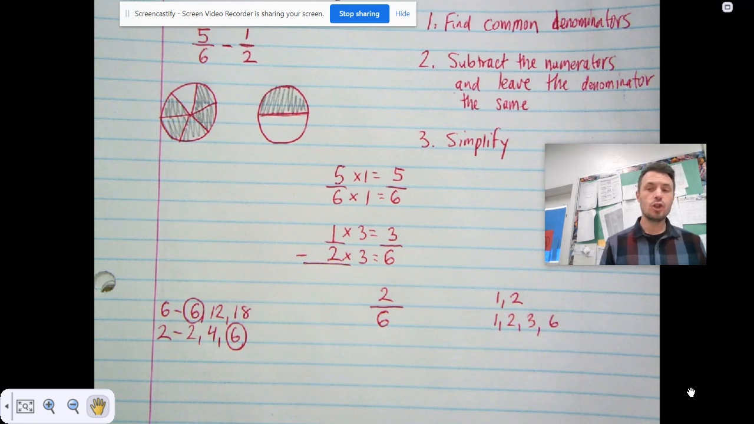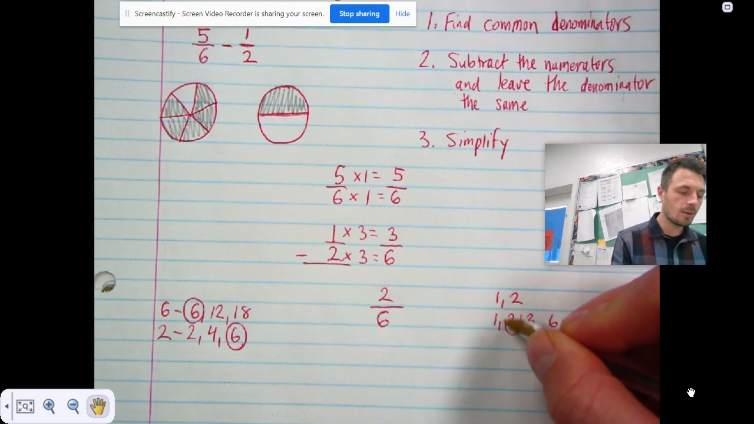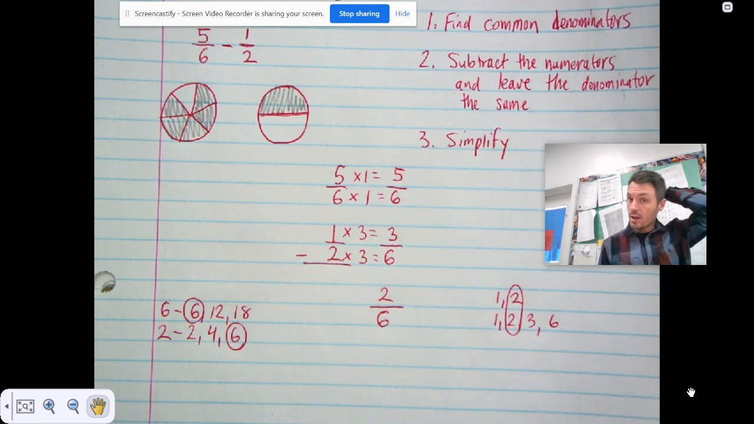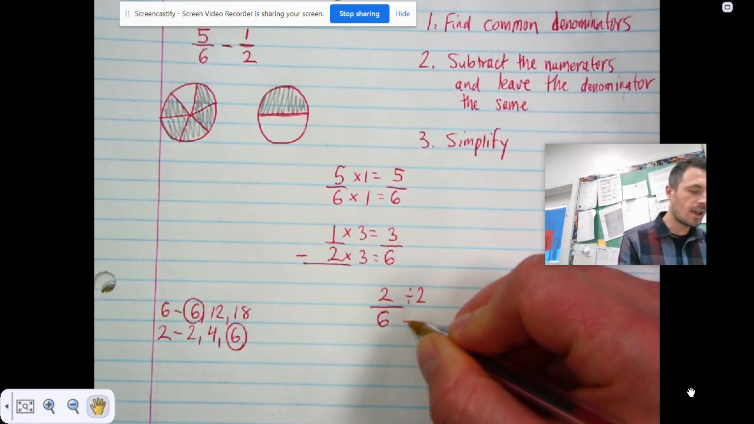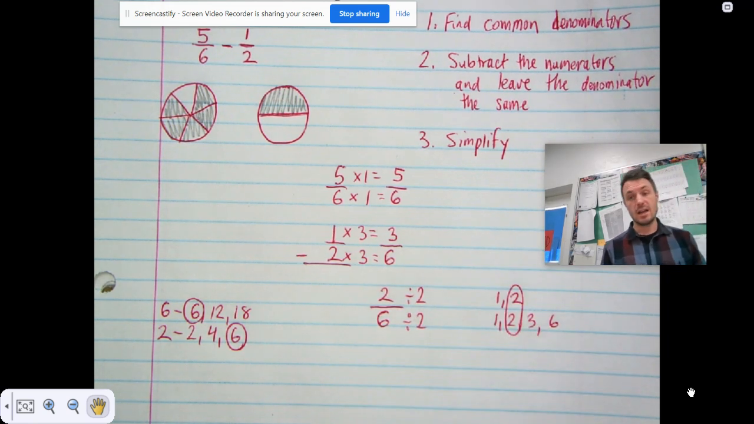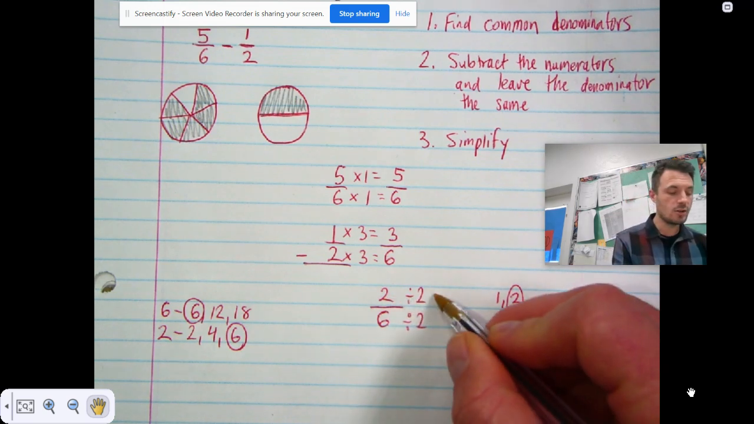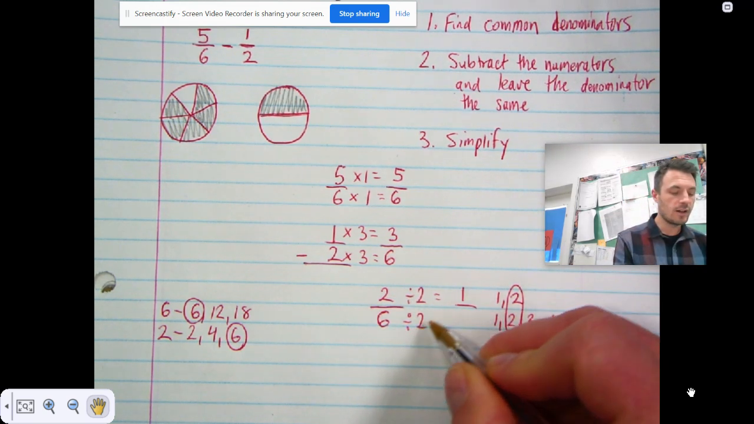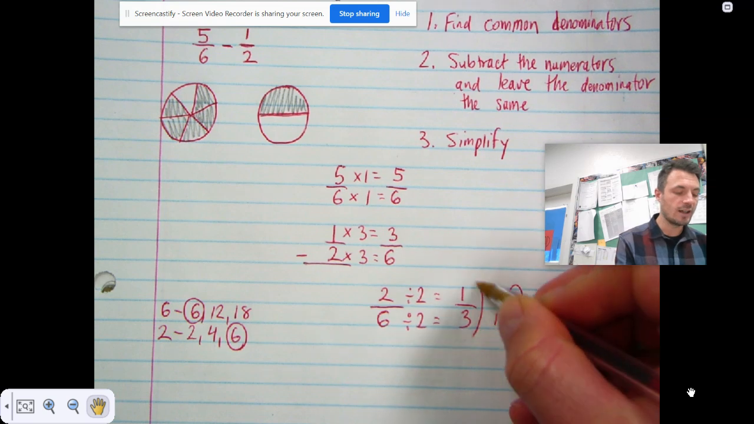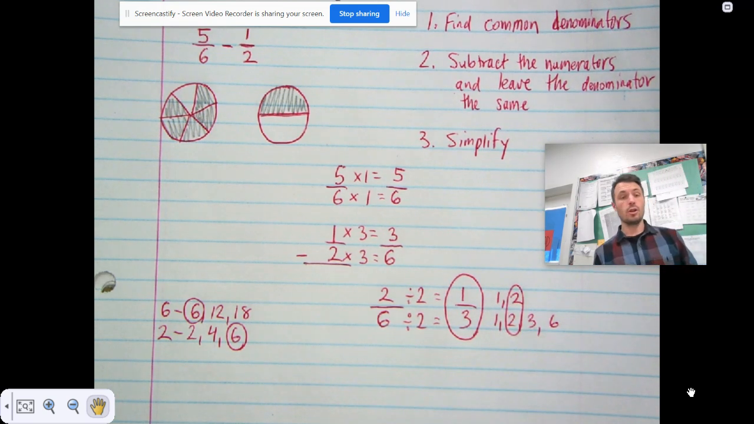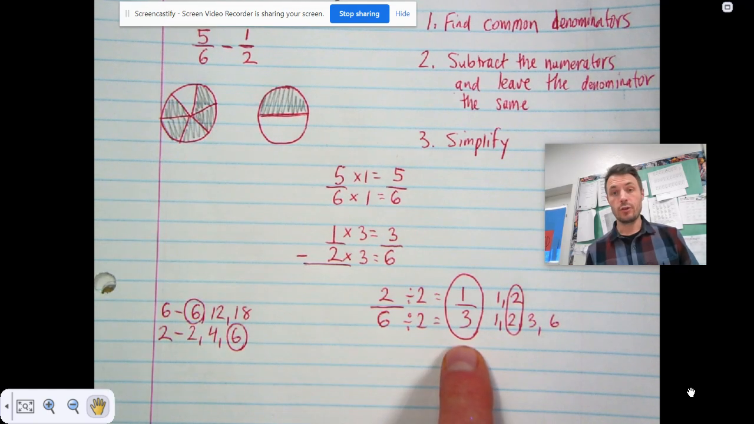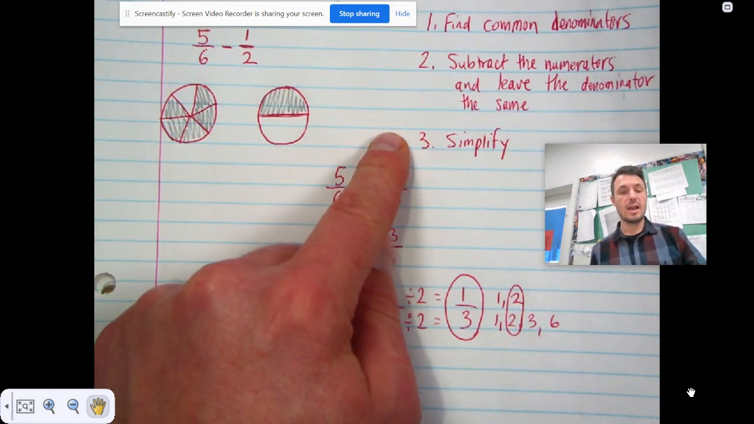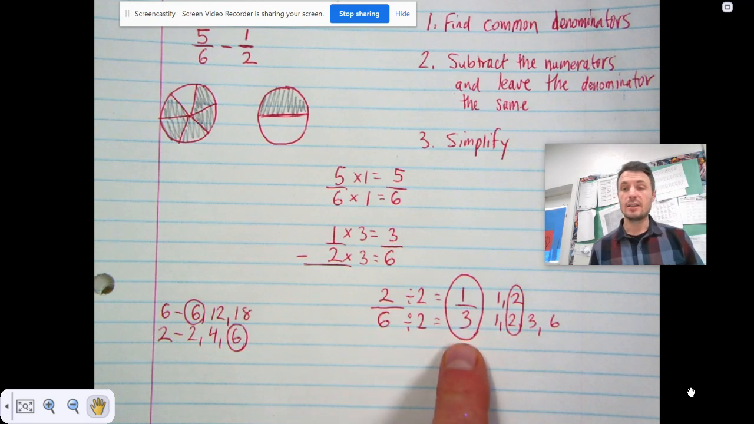Now, I find the GCF, or the greatest common factor. That's 2. It's the biggest number that's in both lists. And what do I do with that GCF? I divide my numerator and my denominator by the GCF. So 2 divided by 2 is 1. 6 divided by 2 is 3. And my final answer is 1/3. So 5/6 minus 1/2 is 1/3. That's how you follow these 3 steps to subtract unlike fractions.